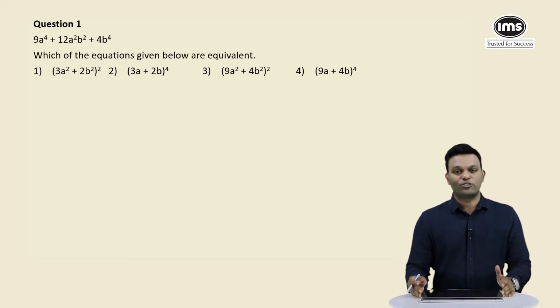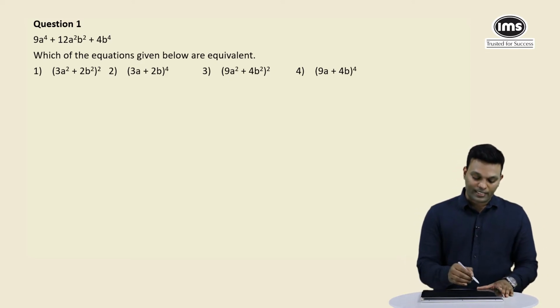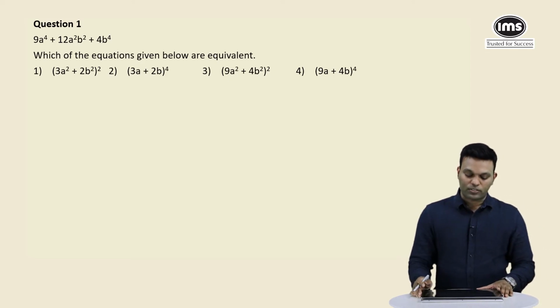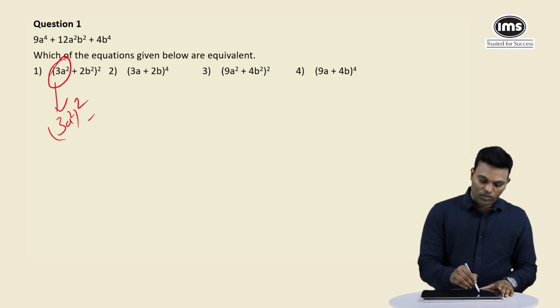But that's not the way you should solve when it comes to SAT. The problem is it will consume a lot of time. Rather, use the technique which I am giving you. Look at the first option, (3a square plus 2b square) the whole raised to 2. So 3a square, if you take the whole square, is equal to 9a raised to 4.